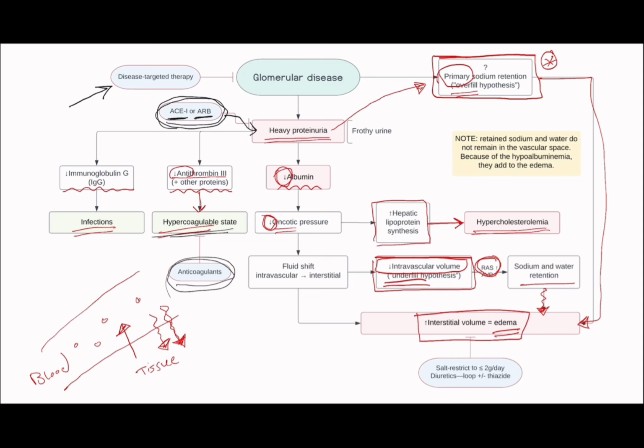And finally, for the edema, we'll restrict dietary intake of salt to less than 2 grams per day. This is to counteract the sodium retention that occurs in both the underfill and the overfill hypothesis. We'll also give a diuretic, starting with a loop diuretic, which is a potent type of diuretic, but sometimes we'll add a second diuretic that acts on a different segment of the nephron, such as a thiazide.